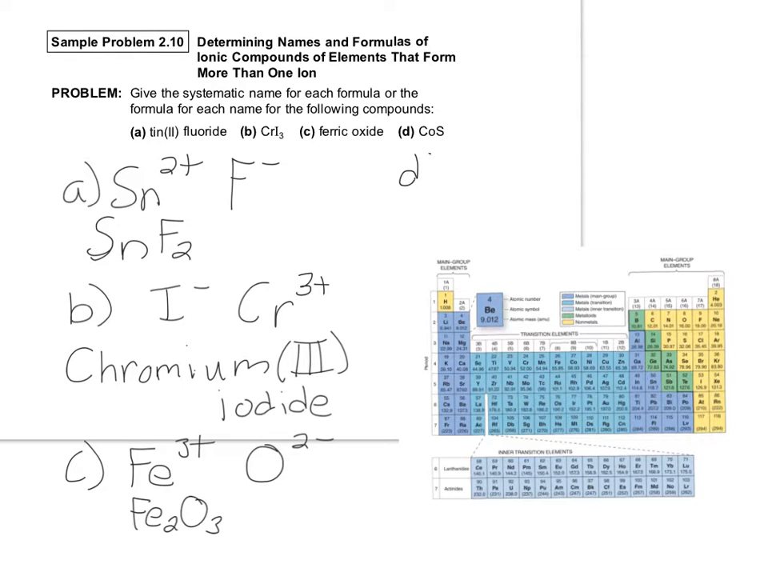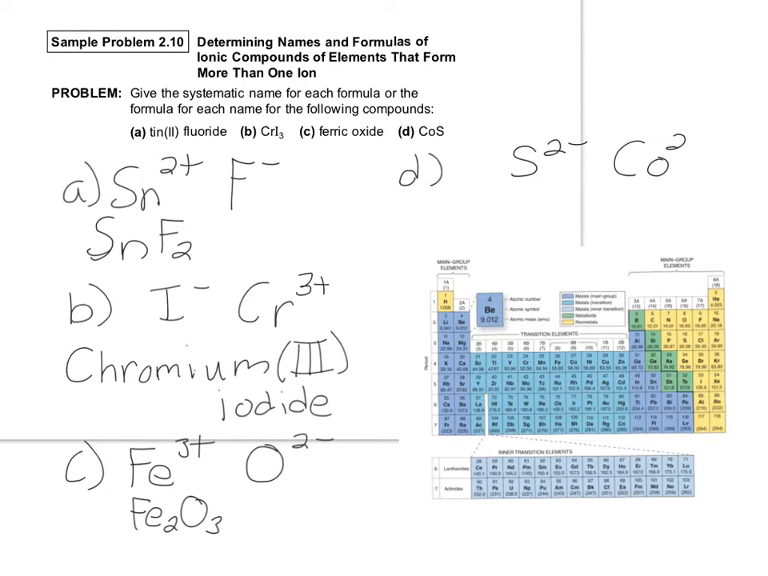The last one here, D, CoS. And so that's my formula, and I've got to name that thing. So the Co, right, that's cobalt. S, that's sulfur. So let's see what we have. S is closer to argon. I'm going to look at it first because cobalt's one of those transition elements. So let's see, I've got a -2 charge associated with that sulfur. 2 minus. So that means that's going to be my anion.